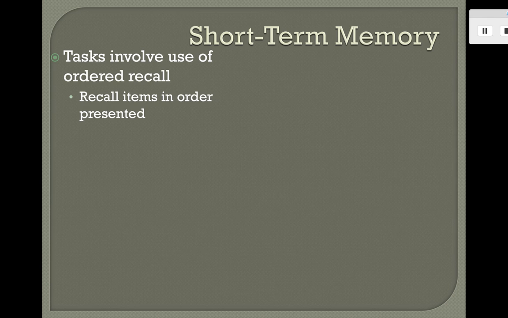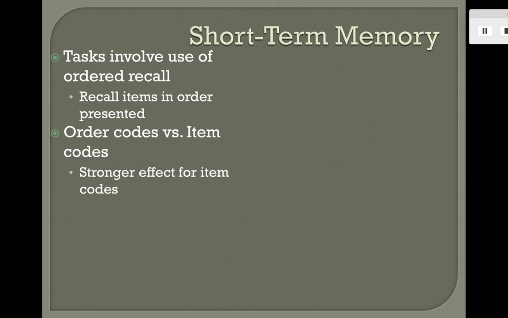In other words, it becomes more difficult in comparison to just reciting the information and saying it doesn't matter in what order it came in, I just remember the information. So here, if we look at what we call order codes versus item codes, we find that there are better, stronger results for item codes. In other words, I'm able to remember the information. It doesn't matter what order it's in, but I at least remember the information. The difficult part comes when I'm trying to remember the specific order in which information was presented to me.